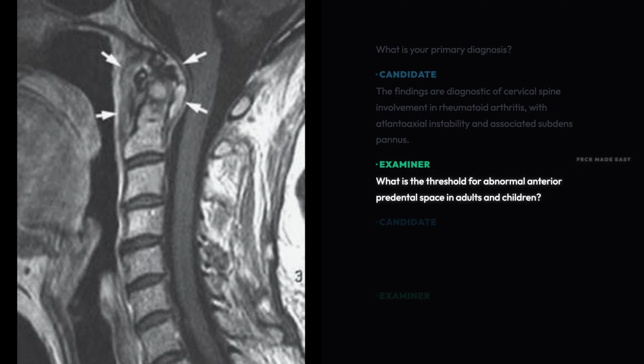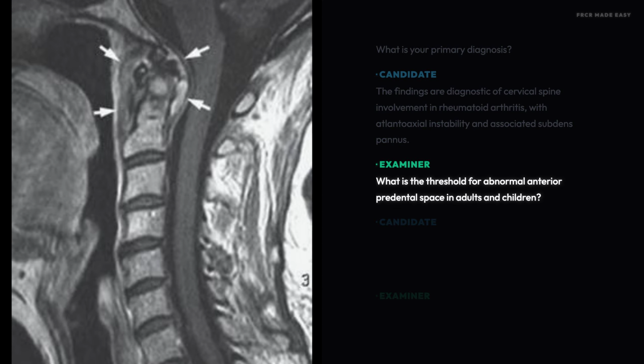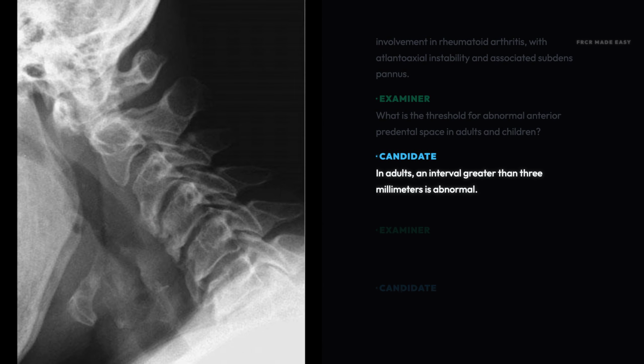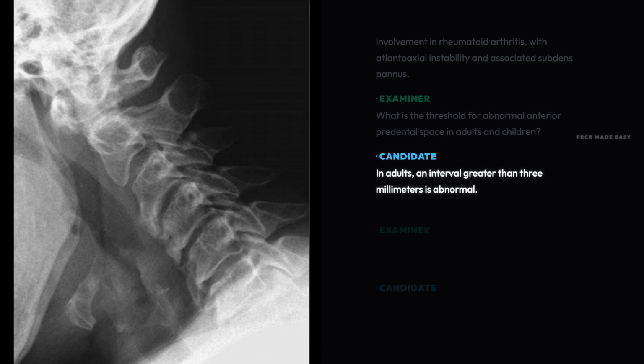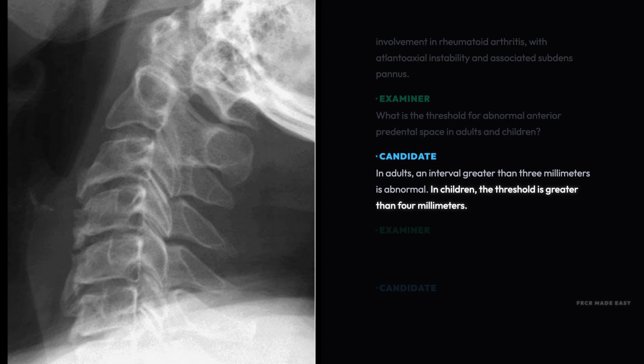What is the threshold for abnormal anterior predental space in adults and children? In adults, an interval greater than 3 millimeters is abnormal. In children, the threshold is greater than 4 millimeters.